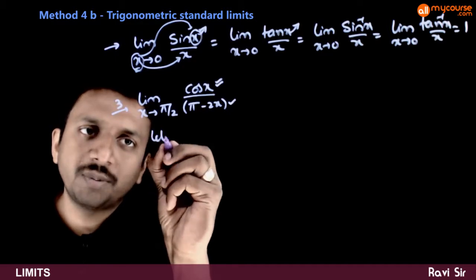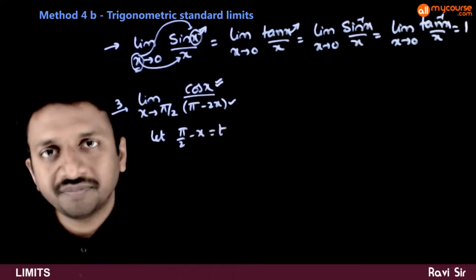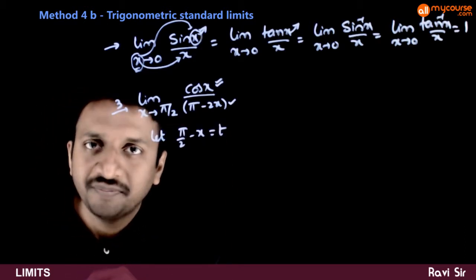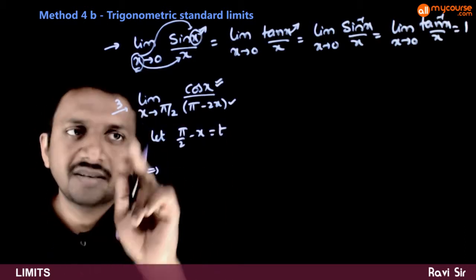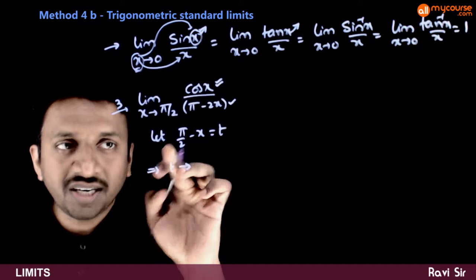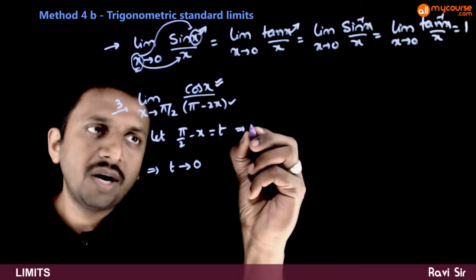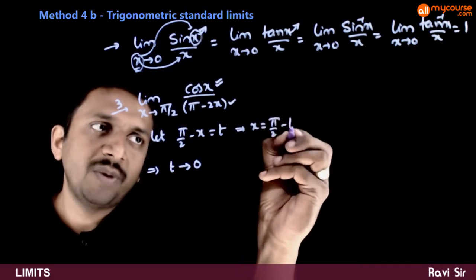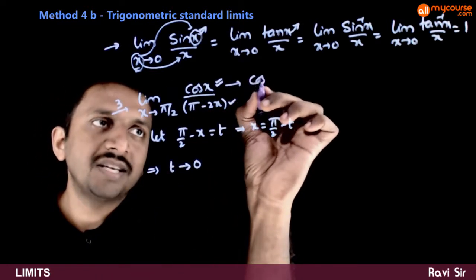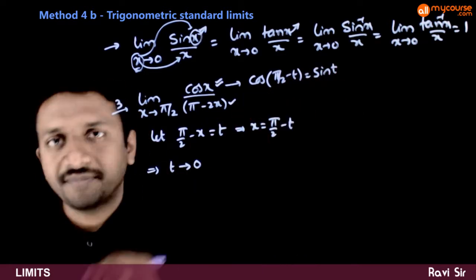So I'll use the substitution: let pi by 2 minus x is equal to t. So x tends to pi by 2. So this implies, as x tends to pi by 2, t tends to what? As x tends to pi by 2, t tends to pi by 2 minus pi by 2, which is equal to 0. And what is the value of x? x is pi by 2 minus t, right? So what does cos x become? cos x becomes cos of pi by 2 minus t, which is equal to sin t.